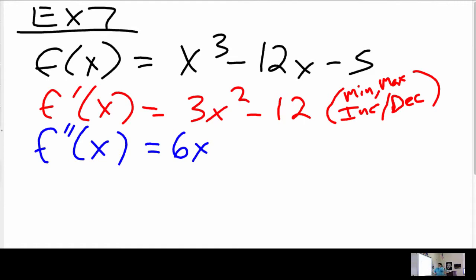Now what f double prime tells us, when we find the zeros or critical points of f double prime, that tells us when our rate of change is increasing or decreasing. And then it also tells us concavity. So it'll tell us the concavity, which is it could curl up or it could curl down. That's what it's going to tell us.